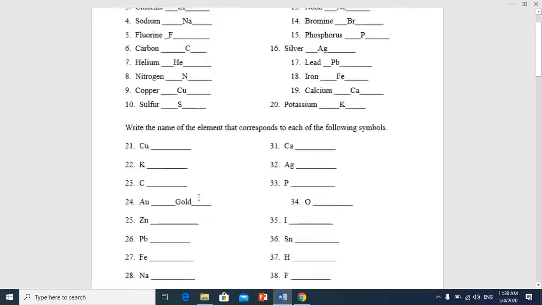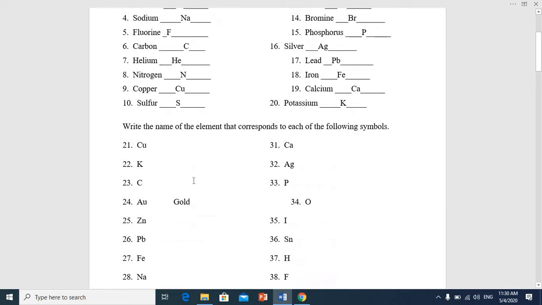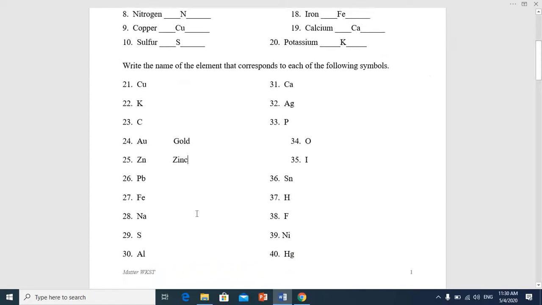Okay, then let's see. Zn is zinc. We didn't find it here, so let's write it. It will be zinc. Okay, Pb is lead, as you can see here. Fe is iron. Na is sodium, excellent. And S is sulfur, we took it here. And Al is aluminium, so we must write aluminum.